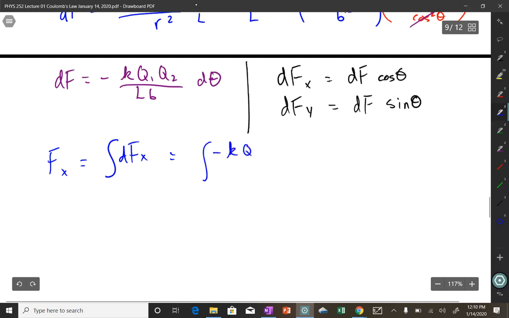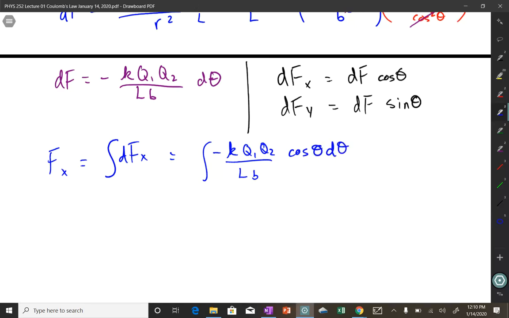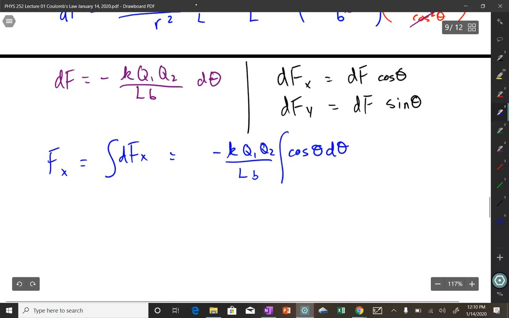minus k q1 q2 over L b cosine theta d theta. Now notice everything before cosine theta is a constant, right? So I'm going to move my integral sign so we have the constants outside. The constants can move through the integral sign. That's so easy now. The only thing that's left is what are our limits?